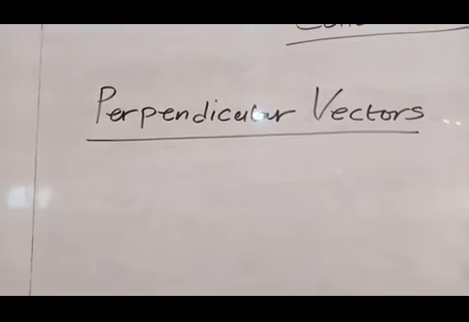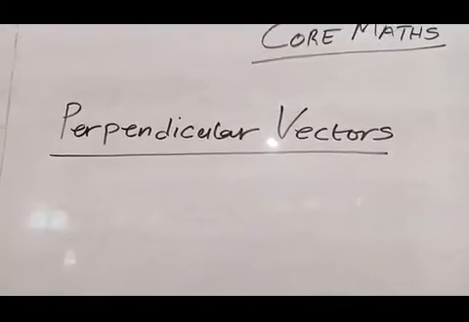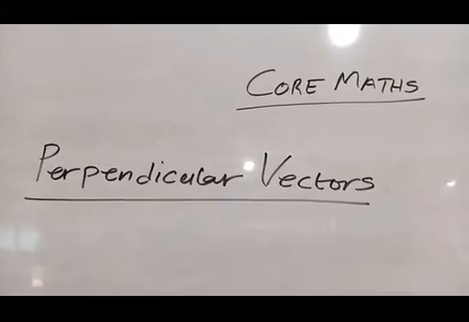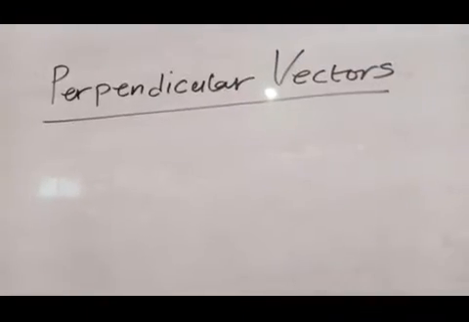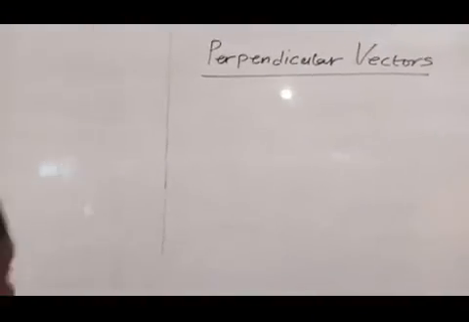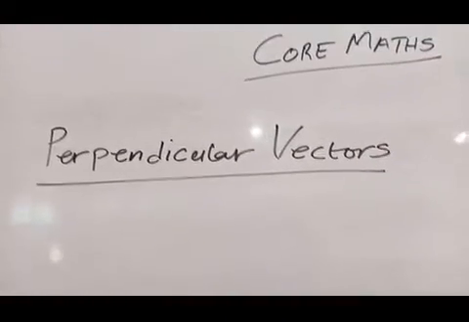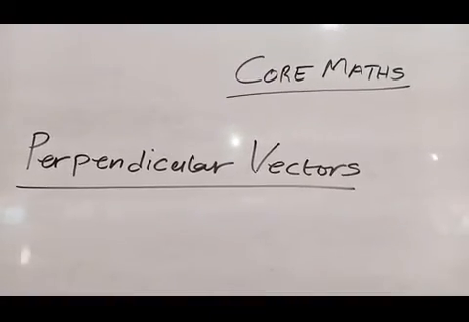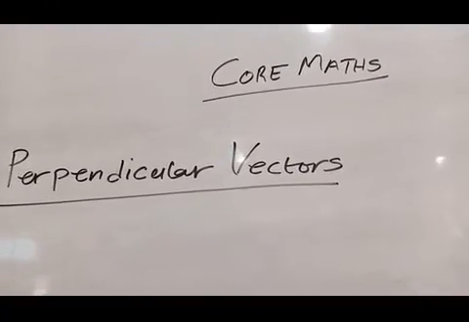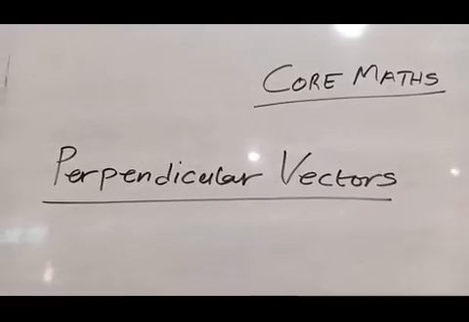Perpendicular vectors. With perpendicular vectors, we say that the gradient of one is equal to the negative reciprocal of the other. Or you can also say that for two vectors to be perpendicular, the scalar dot product of them is equal to 0. This is what it means.